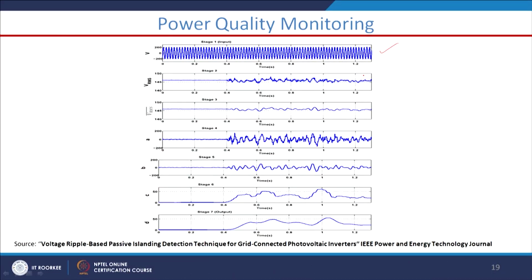Now, this is how this particular technique goes. This is the voltage, this is VRMS, and these are different blocks with different parameters, I mean the indices, which you can call A, B, C, D. Based on those indices, the final trip signal is going to be declared that this is an islanding situation.